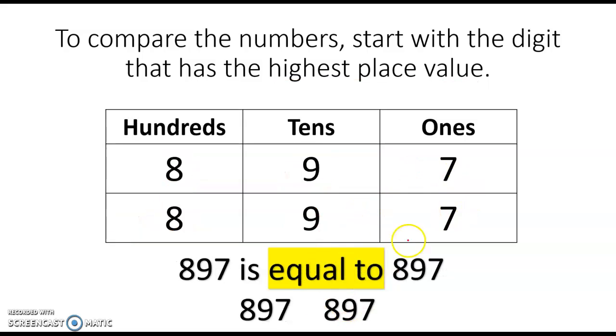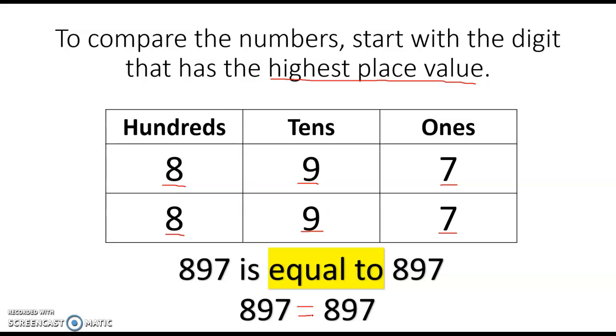So again, I'm going to practice one more. We're starting with the highest place value. I have 8s in my hundreds place, so I don't know if one's greater or less than at this point. I move on to my tens place. 2 9s. So still, I don't know. Then I move on to my ones place. And I see that they're the same too. That means my numbers are equal to each other. So 897 is equal to 897.